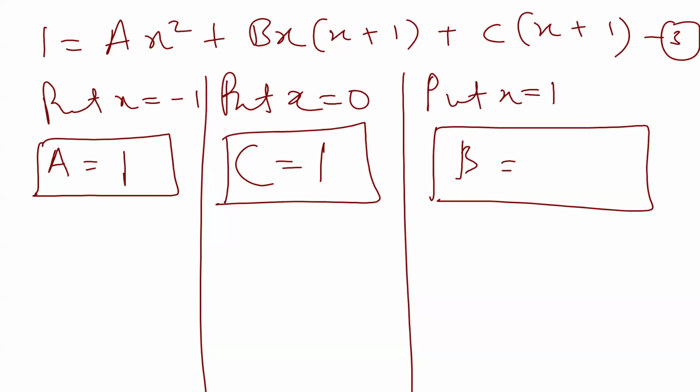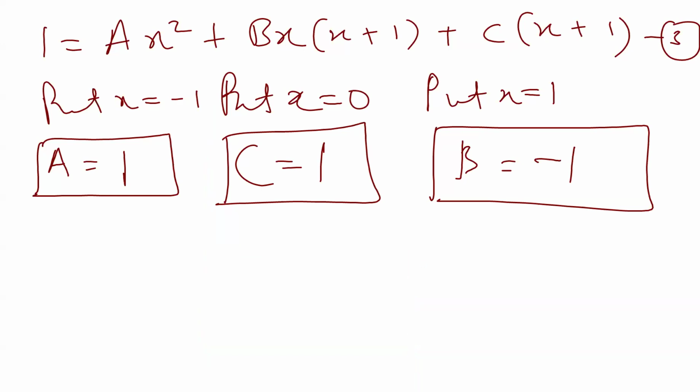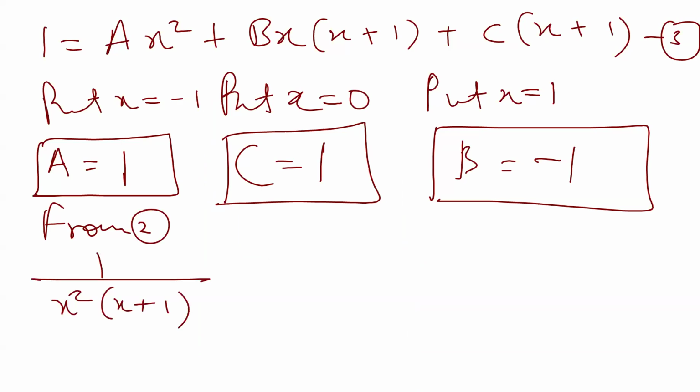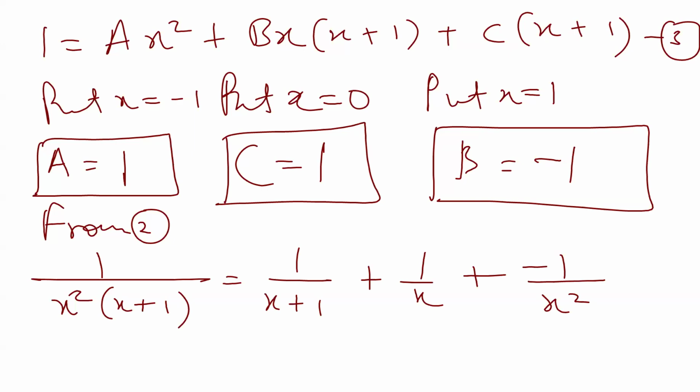Perfect, -1. Put the value of A, B, C into it. So from 2, 1 upon x square, x plus 1 is equal to a 1 upon x plus 1 plus 1 upon x plus minus 1 upon x square.